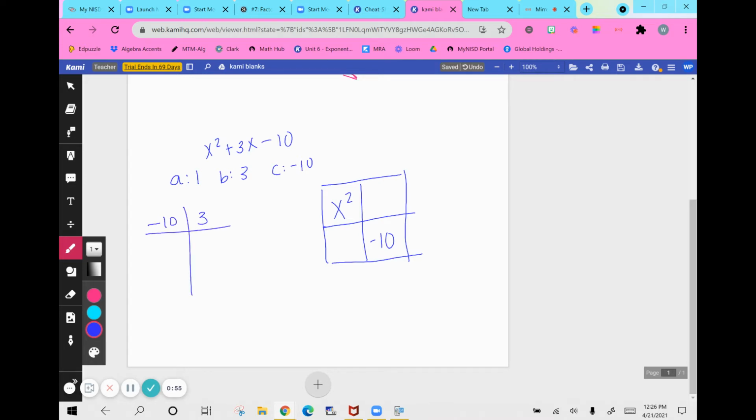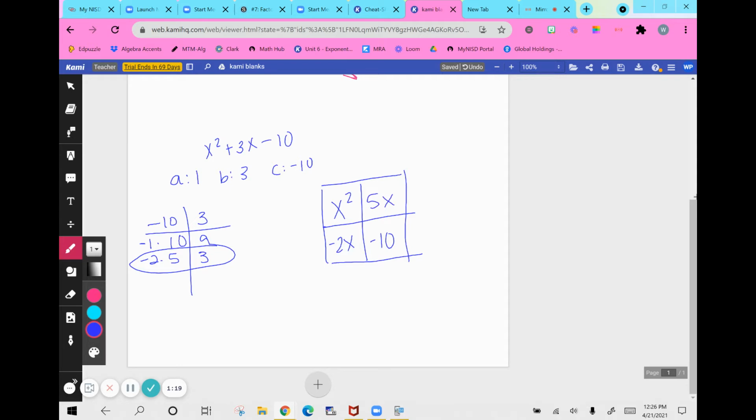That means that my factor that I want to be the largest is going to be the positive one. So I'm going to say 1 times negative 1 times positive 10, and that would give me 9 when I add them. Then I would say negative 2 times 5. That would give me positive 3 when I add them. So those are the two I want to use, negative 2x and 5x.